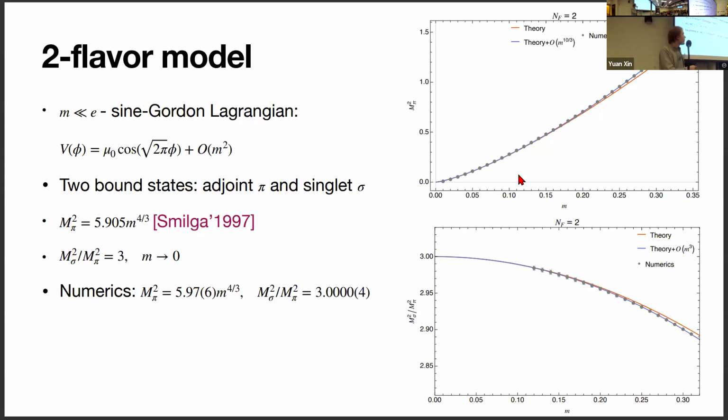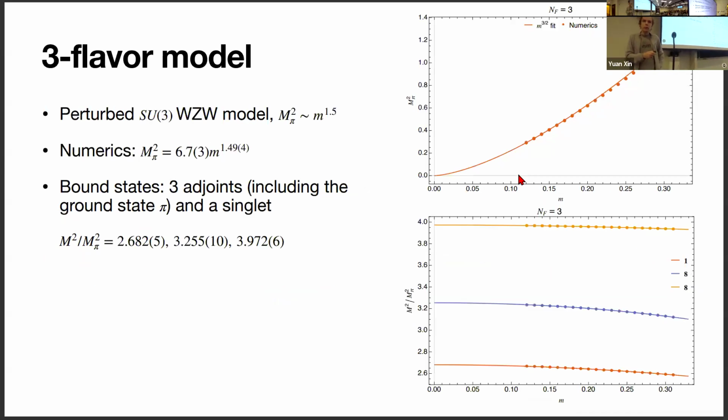But you can see that even at quite small m, the numerics already start to differ from the leading order approximation, and we need to include higher order corrections to the PT. So then we move to the two-flavor model, to the three-flavor model, and this is quite uncharted territory.